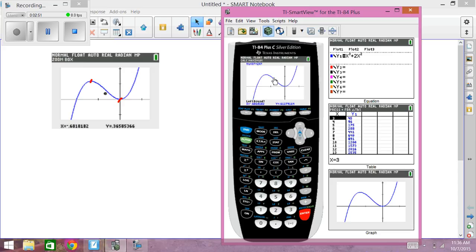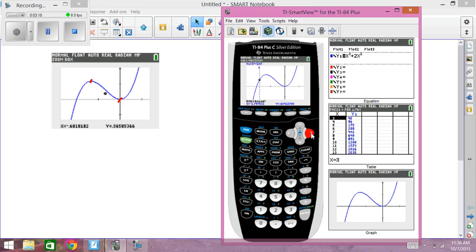And it says left bound. What it wants me to do is grab a point somewhere to the left of the top of the bump, because it wants to know which bump I want to find. There could be several bumps on the calculator, and it wants to know which one. So I'm going to cursor to the left, move the spider to the left of the bump, and hit enter.